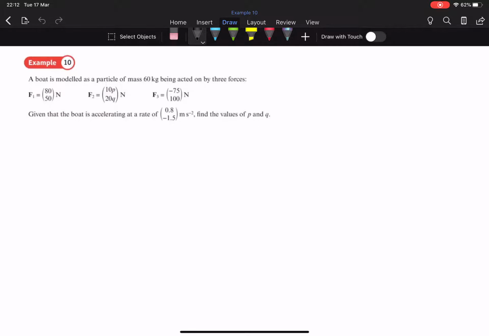In this example, we've got three forces acting on a boat, and we're told its weight, its mass, and the acceleration of the boat. And we're asked to find what one of the missing forces is, that force 2.